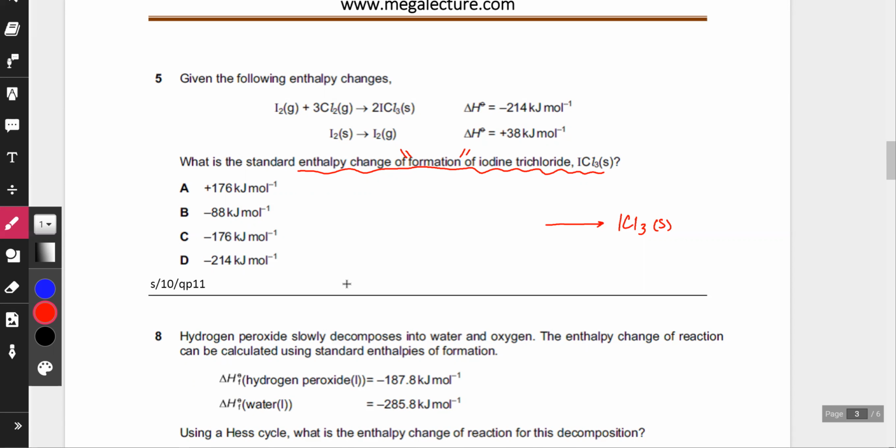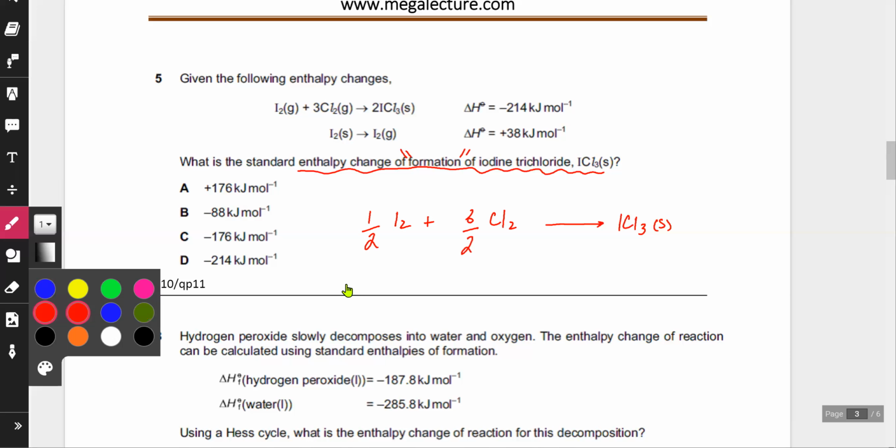The 1 mole of a compound is formed from its elements. So what are the elements here? You have iodine and chlorine, and they have to be in the standard state. So it's the diatomic, right? So it's going to be half I2 and 3 by 2 Cl2, right?